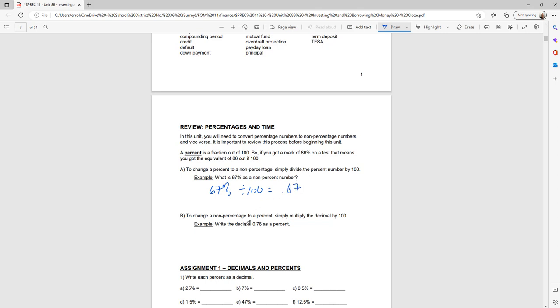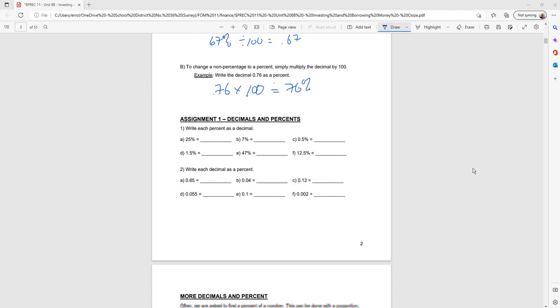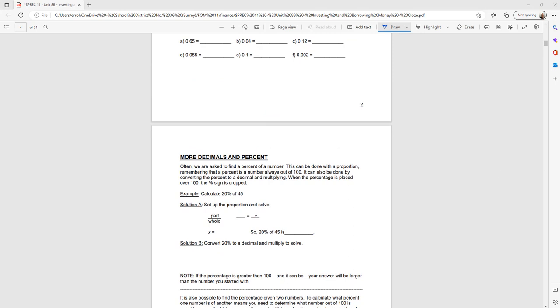To change a non-percentage to a percent, simply multiply the decimal by 100. And it says here, example, write the decimal 0.76 as a percent. So hopefully you know that this is 0.76 times 100. And that works out to 76%. I'll leave assignment number 1 for you to finish. We'll move on to more decimals and percent.